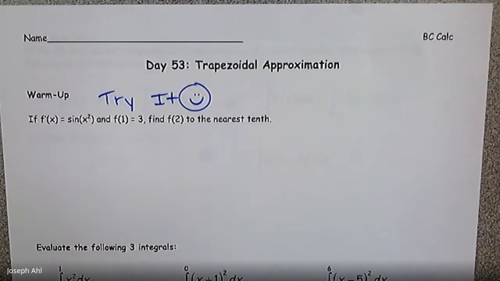Trapezoidal approximation, which you'll find at the end of today's lesson, is going to be another way in which we can nicely approximate the area under a curve. Before we get into that, of course, we have a warm-up question to look at.